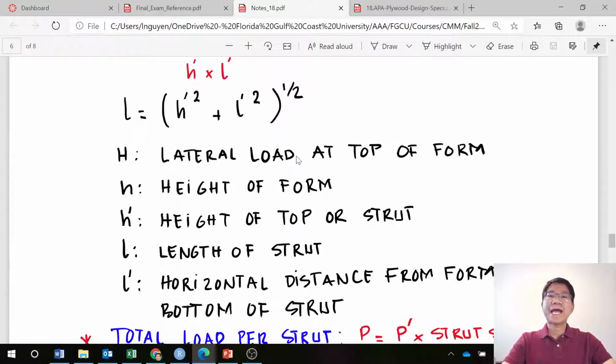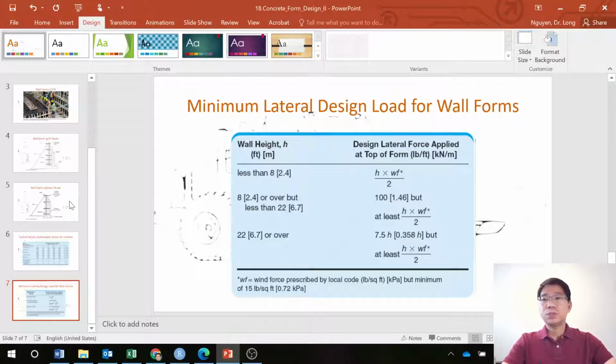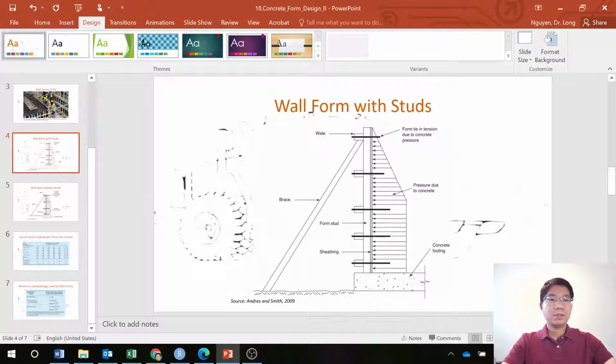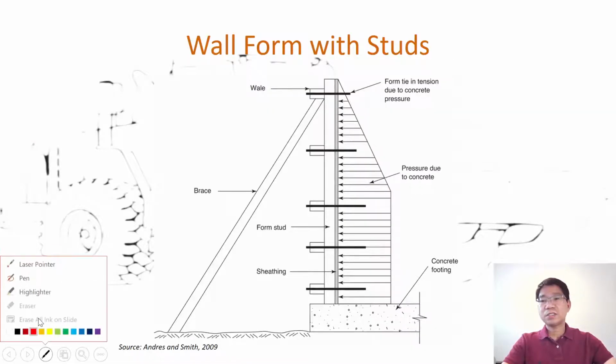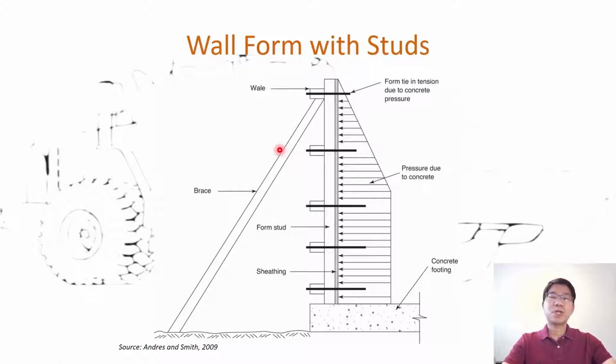h small is the height of the form, and h' is the height of the top of the strut, L is the length of the strut, and L' is the horizontal distance from the form to the bottom of the strut. So let's go back to the slide that we discussed in the first lesson video of today's lesson.